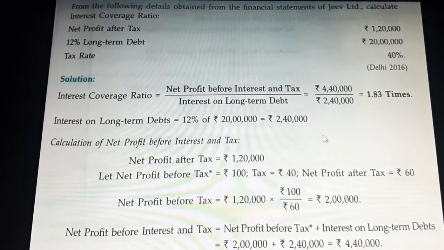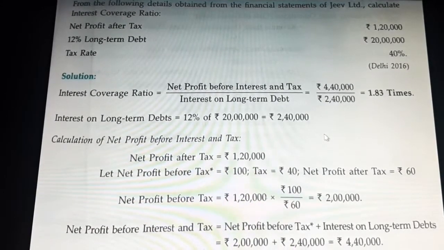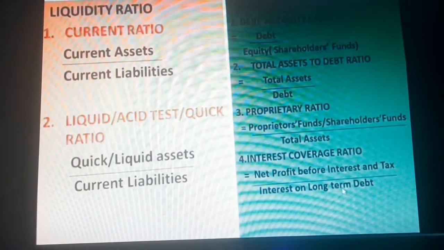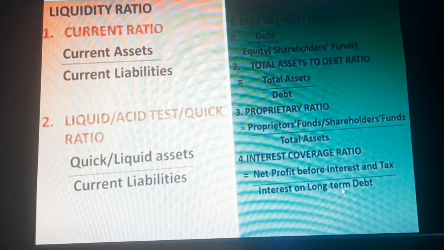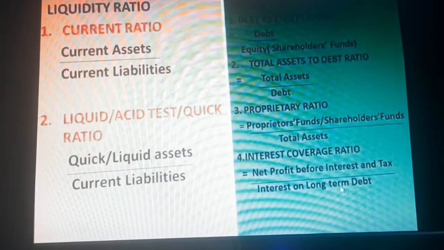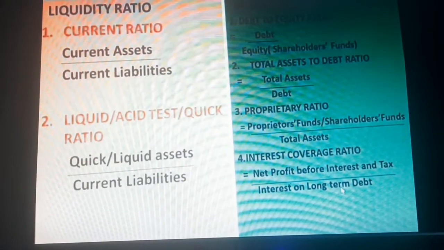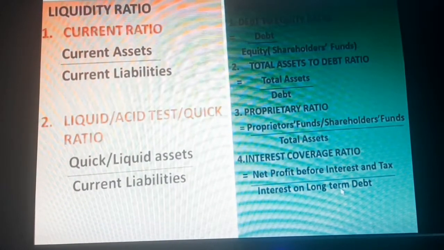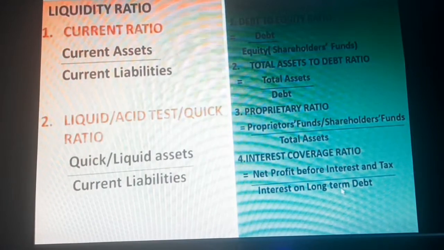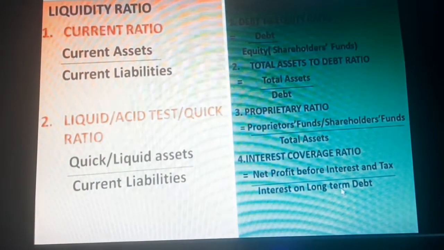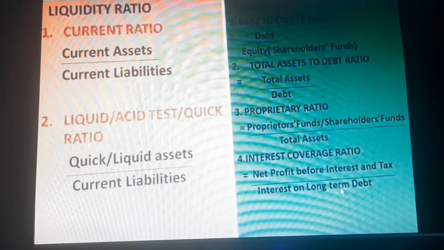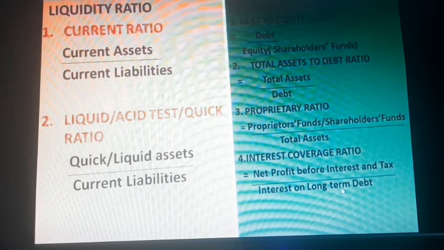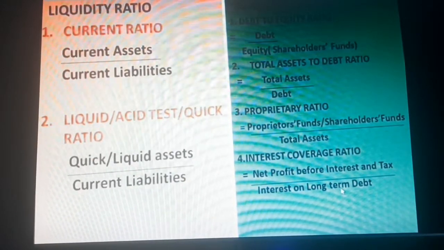This is how you have to solve the problem related to interest coverage ratio. It is time to conclude today's session. Let us have a review on the ratios we have gone through so far. We have discussed two types of ratio, that is liquidity ratio and solvency ratio. We know that liquidity ratio is calculated to assess the ability of the firm to pay the short term liabilities, and solvency ratio is calculated to assess the paying capacity of the company, that too of long term periods.